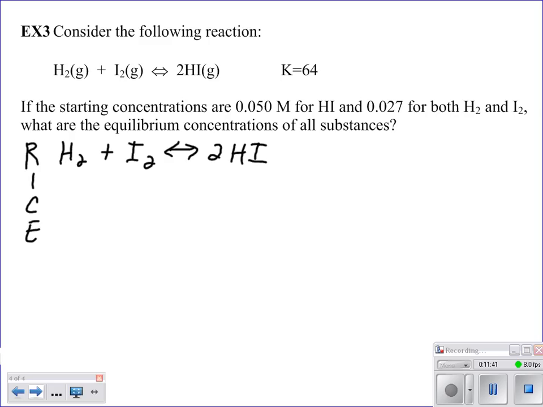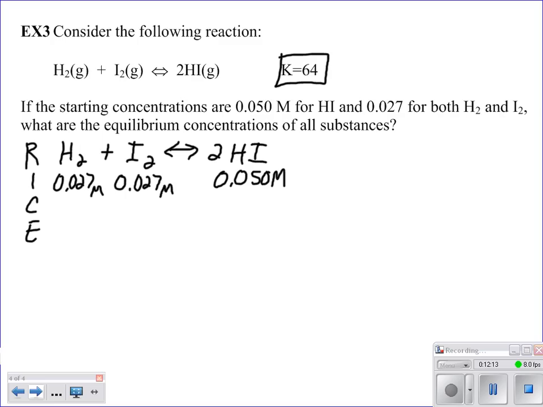And we read through here, we're given our K value, and we're told that we have starting concentrations for HI is 0.05 molar, and it's going to be 0.027 for both of our reactants. So I'm not going to block it in, put blocks around there because I think it'll get too crowded. But we see that those are our original concentrations.